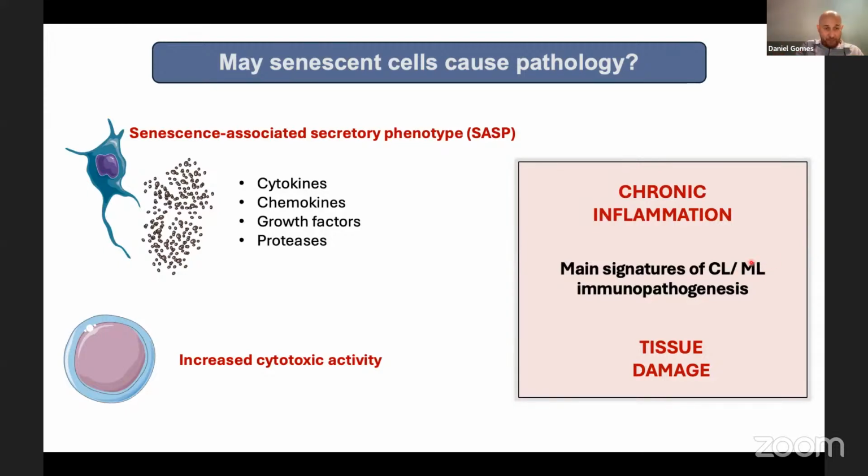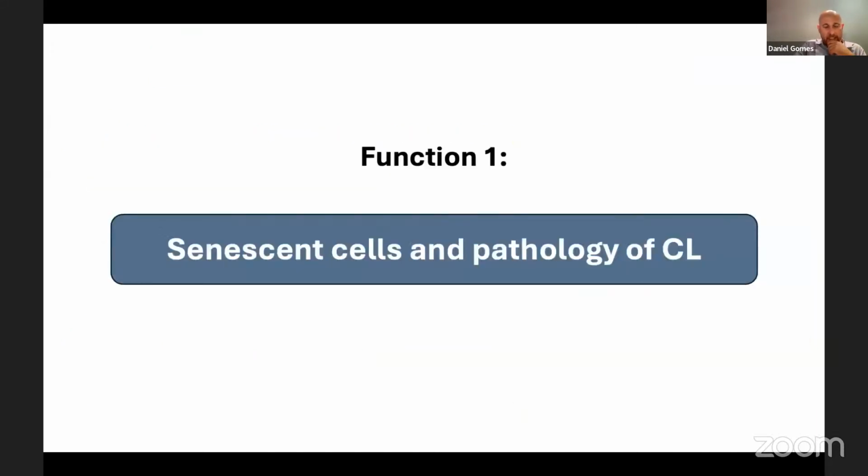So that's the point: senescent cells could be part of the pathogenesis, or could mediate the pathogenesis observed in patients, which nobody showed before. So I will start the data, especially trying to link the senescent population, or senescent cells, and the pathology of the disease.